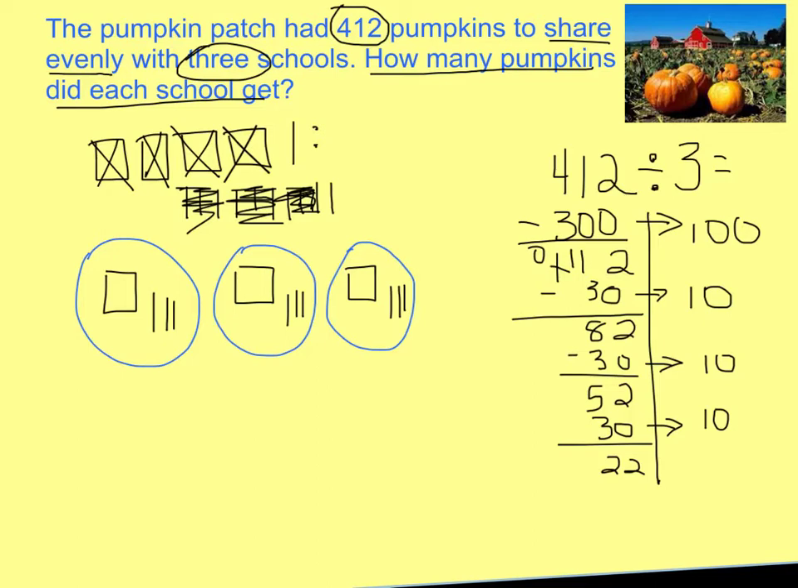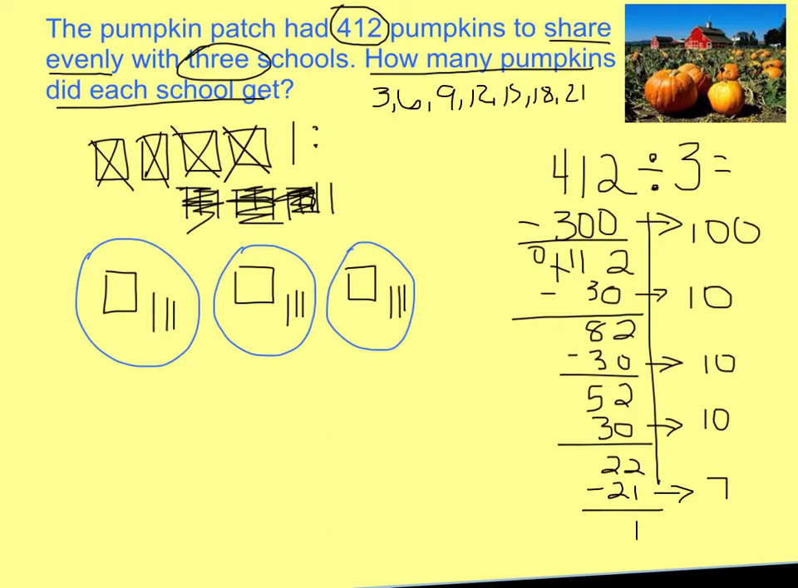3 times 1 is 3, 3 times 2 is 6, 3 times 3 is 9. I'll go ahead and do that up here just so you can see. 3, 6, 9, 12, 15, 18, 21. I can stop. I know 3 times 7 is 21. So each group will be getting 7 units with 1 left over.